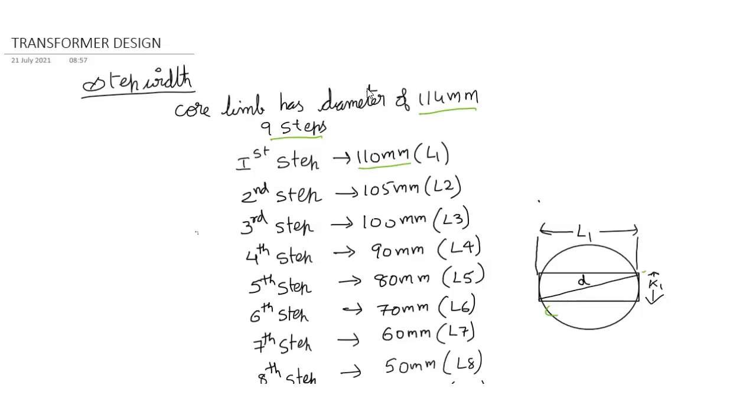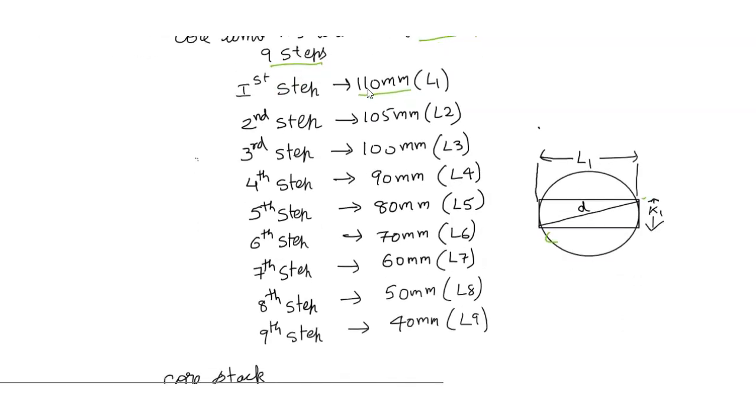The second step will be 105 mm, the third step will be 100 mm, and the fourth step will be 90 mm. Like that, we are making all the 9 steps. One more important point is that a minimum of 5 to 10 mm width should be there from one lamination to the other lamination. Minimum 5 to 10 we can keep. So based on that I made the 9-step process, and I will laminate with this.